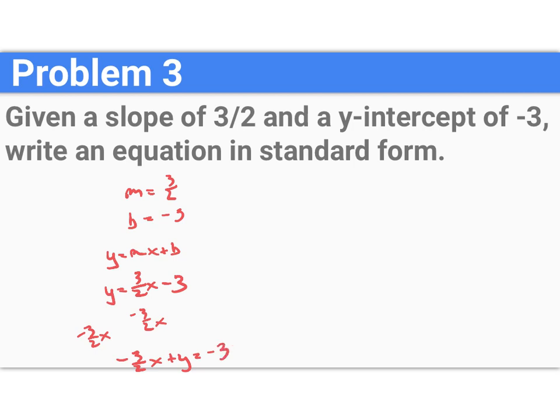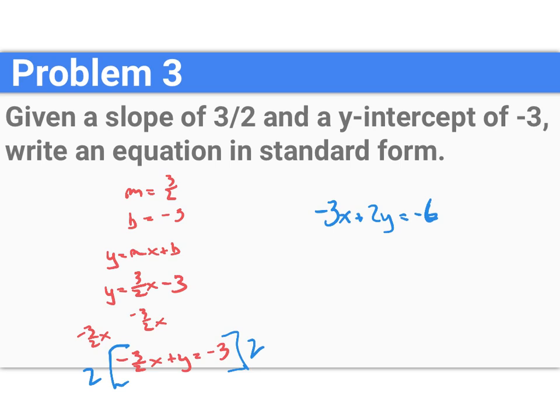Some books will tell you that this is okay. A lot of books will tell you that you must have integers for a, b, and c. So let me just do that. In order to get rid of fractions, you multiply the whole equation by whatever's in the bottom. So if I multiply everything by 2, I will get negative 3x plus 2y equals negative 6. And that gets rid of our fractions and cleans it up and makes everything integers.